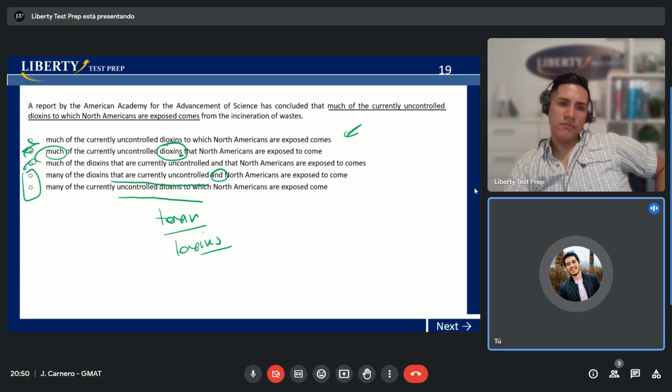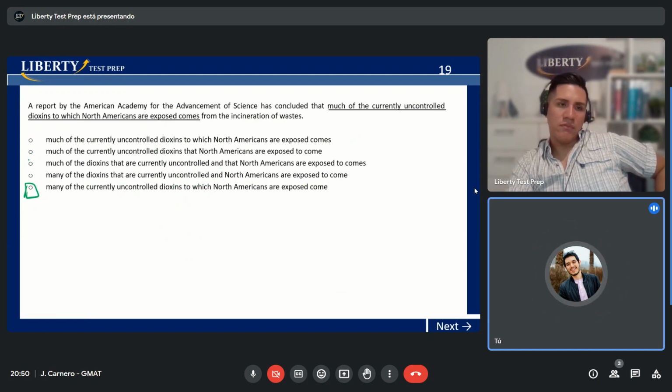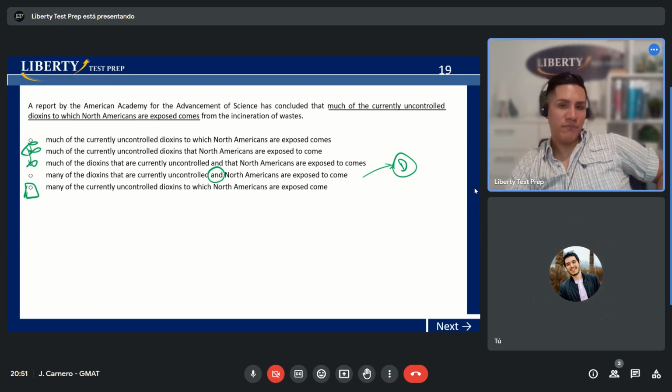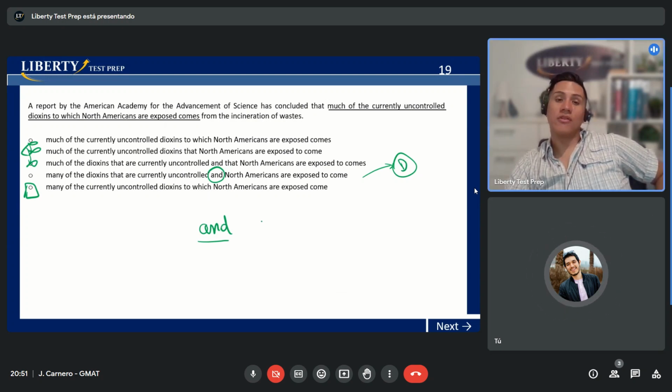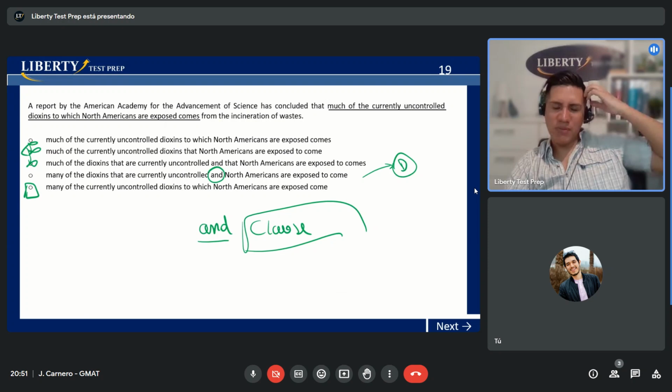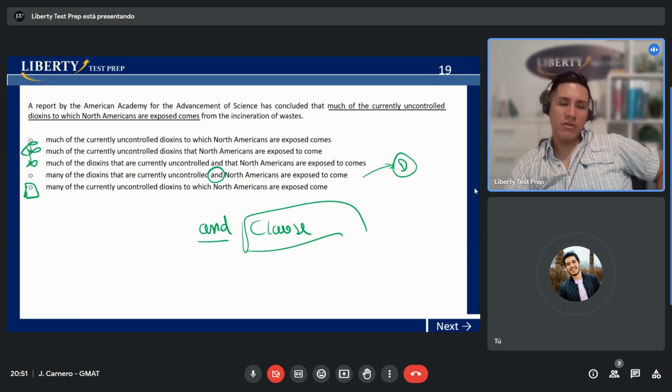So yes, letter E is more. What's wrong with D? There is a parallelism, but it's "North Americans" with a noun. Let's check the parallelism. So what do you have? You have "and." What do you have to the right? North Americans. Well, a clause. Very good. Close. Not a noun. If you have a noun plus a verb, that's already a clause. Do you have a main clause on the left?